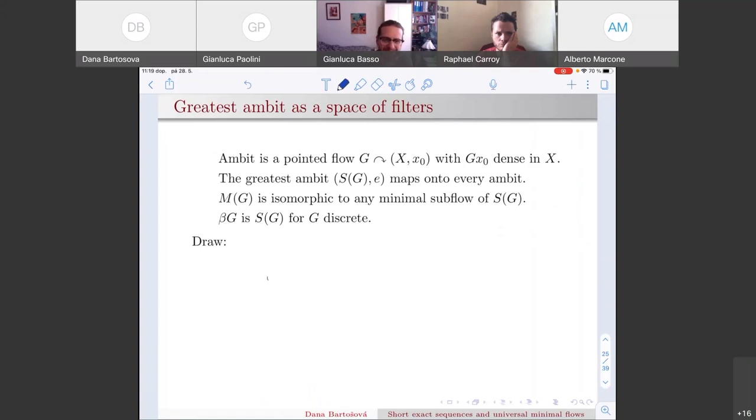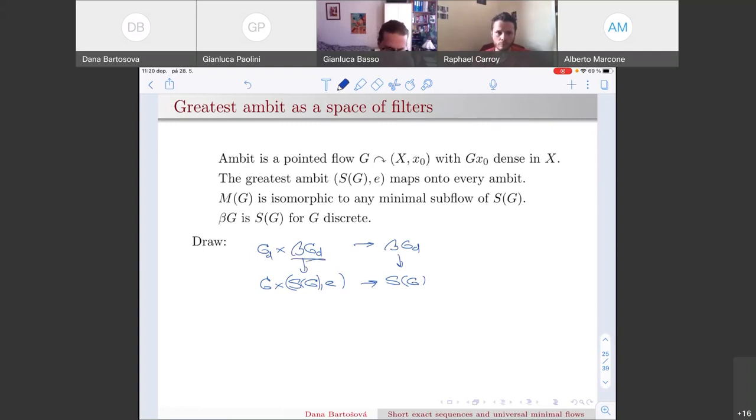So we have the universal ambit action. But we want to understand it in terms of filters. So we actually go to the beta of the discrete group. If I have the group discrete, then this is the greatest ambit. But of course, if I'm putting topology, I'm putting more restrictions. So then SG remains an ambit for the discrete group, and there is a quotient morphism that is natural. This is just given by being the greatest ambit for the discrete one.